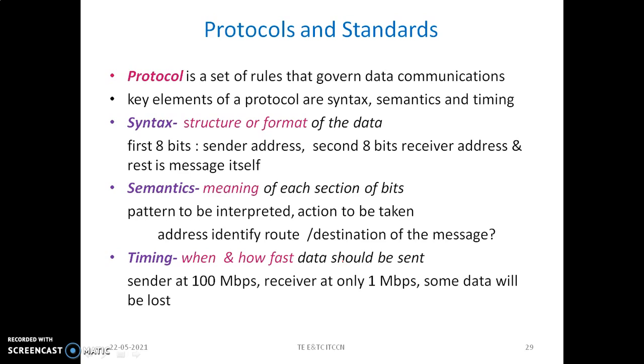There should be synchronization between the sender and receiver ends. If the sender can transmit data at 100 Mbps, and the receiver can receive data at no more than 1 Mbps, then there has to be synchronization. Otherwise, the receiver may get overloaded. That is what the protocol specifies.